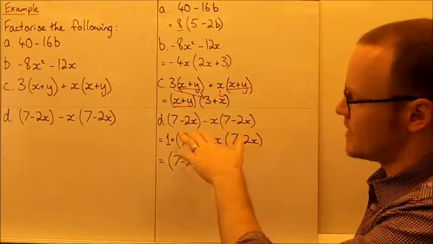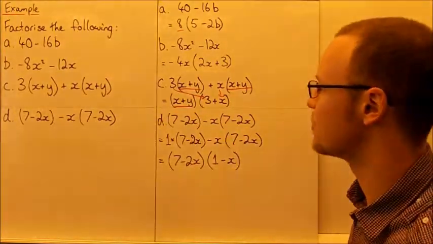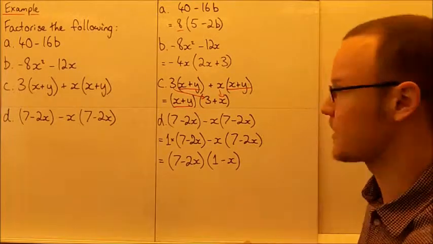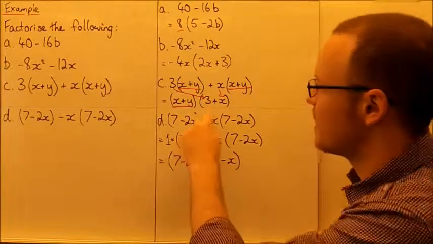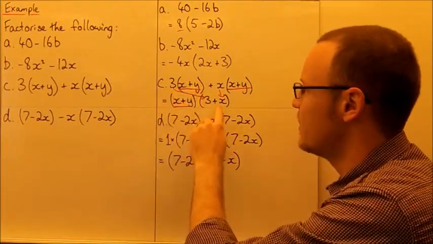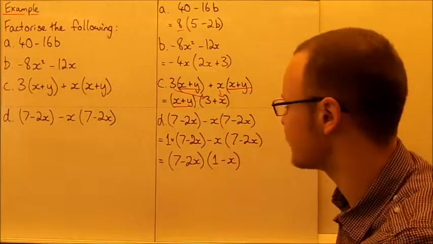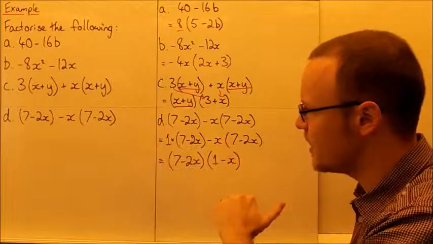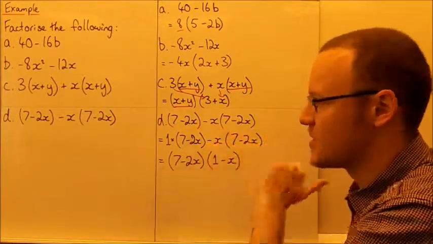Okay, let's have a look at expanding it out to make sure that we've done it correctly. We can very simply have a look here that 3 times (x plus y) is 3(x plus y), plus x times (x plus y) is x(x plus y). Okay, there, very simple. The last one here, 7 minus 2x minus x times 7 minus 2x.